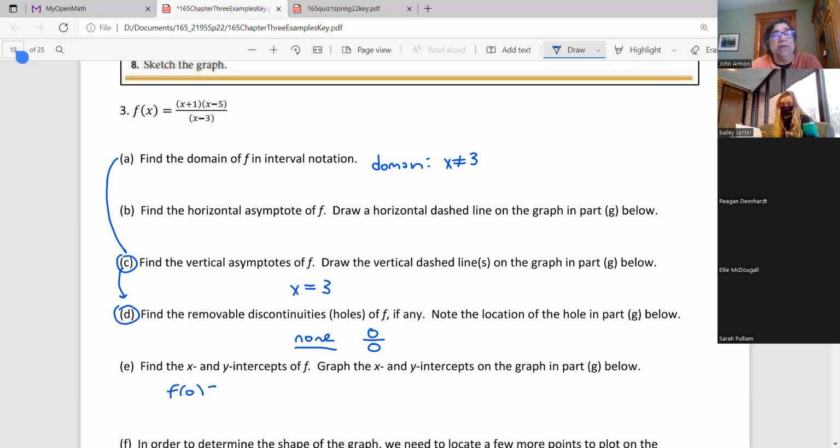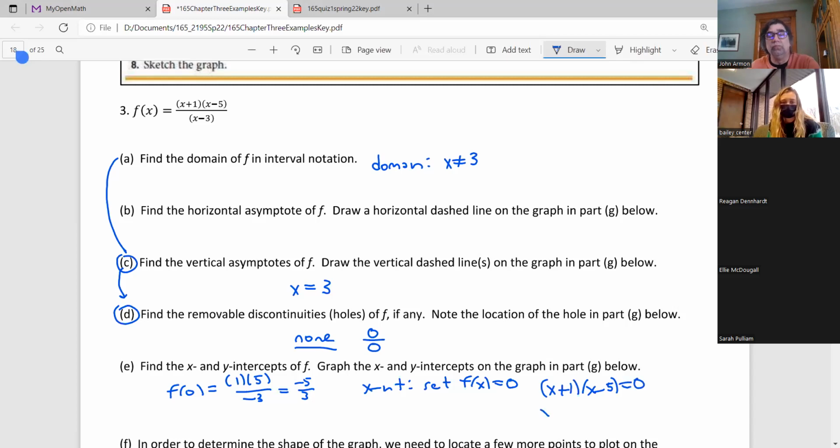X, Y intercepts, you can once again find those anytime you want. F of 0 is going to be 1 times 5 divided by -3. Now, the factored form is very helpful for us in order to determine the x-intercepts. So the x-intercepts, you're going to still set f of x equal to 0. But remember, when you're solving a rational expression equation that's set equal to 0, it's the numerator that's got to be 0, not the denominator. So for this one, you can say x plus 1 times x minus 5 will be 0. So we have two x-intercepts, -1, 0, and 5, 0.